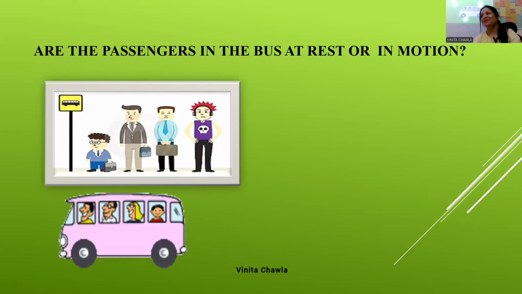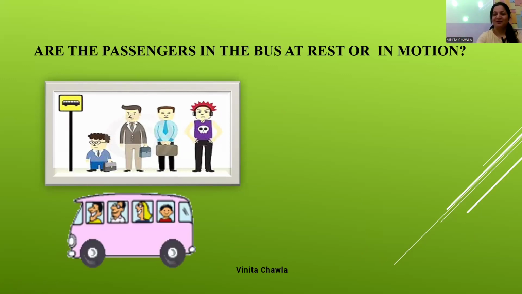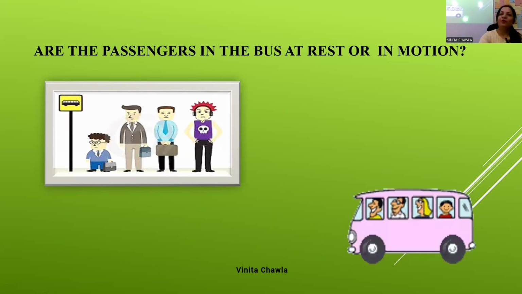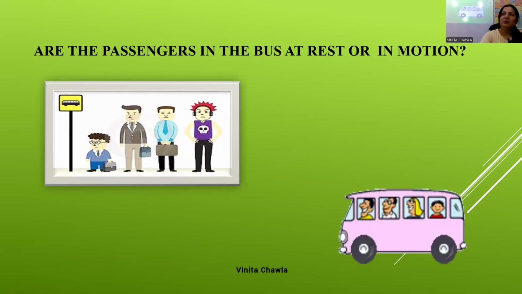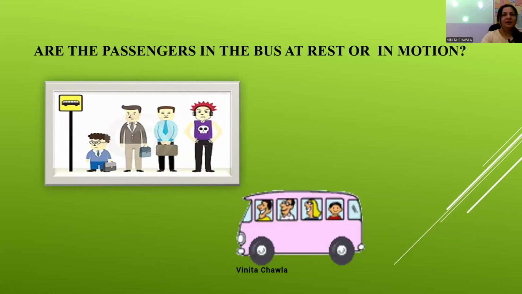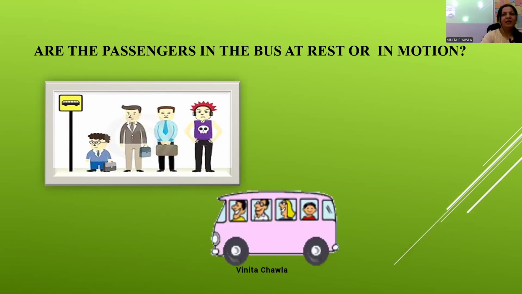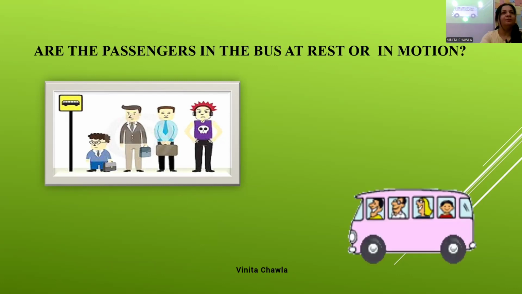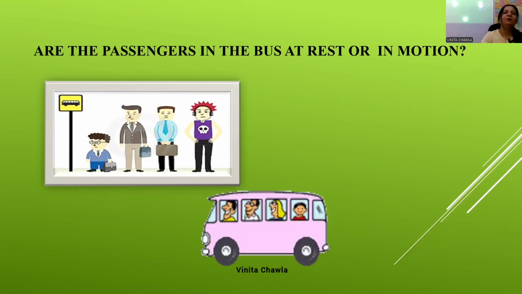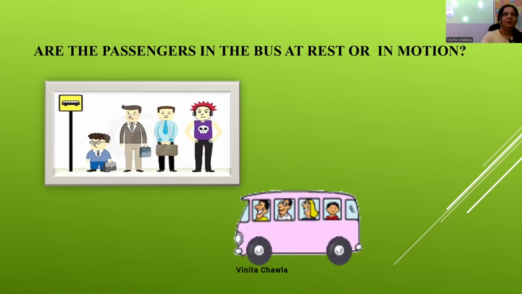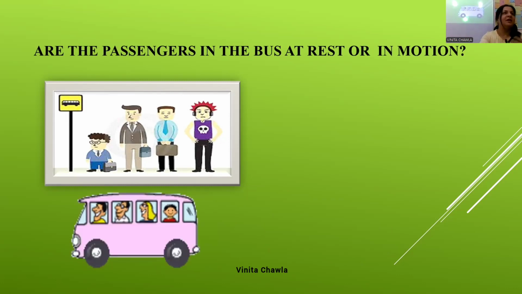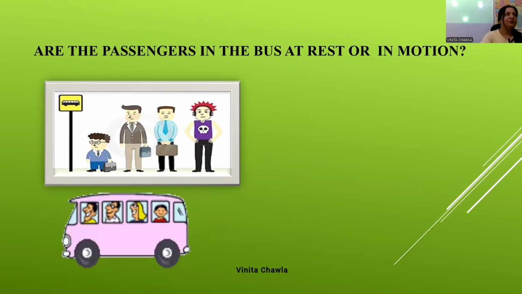Shabash. Expected. Bilkul theek bol raha hai ladka hamara. Okay. So passengers in the bus are moving with respect to the people who are standing outside on the bus stand. For them, passengers in the bus are moving in forward direction. But if we look at the passengers only, then two passengers are at rest with respect to each other because their relative distance is the same.